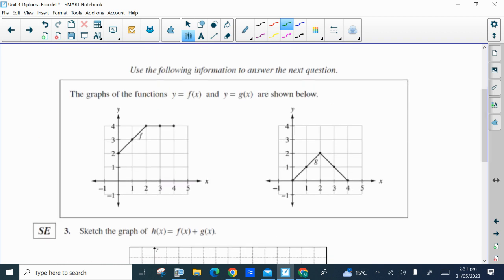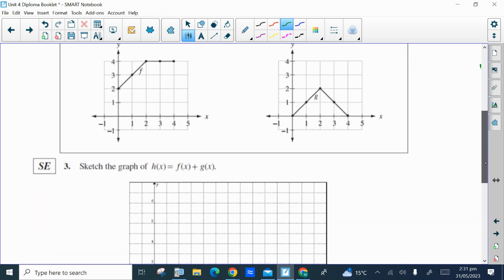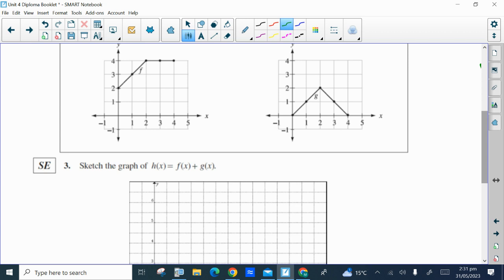This next one, again, this is a standard of excellence question. You've got the graphs of f and g. You're asked to graph f at x plus g at x. And remember, that's found by adding the y values. Okay, so maybe it's helpful to set up a table of values to do this.